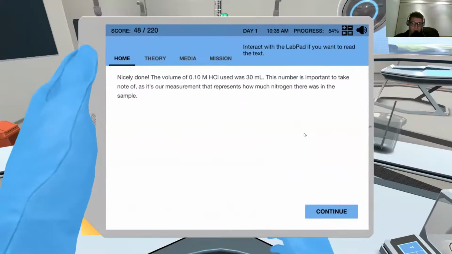Nicely done. The volume of 0.10 molar hydrochloric acid used was 30 milliliter. This number is important to take note of, as it's our measurement that represents how much nitrogen there was in the sample.